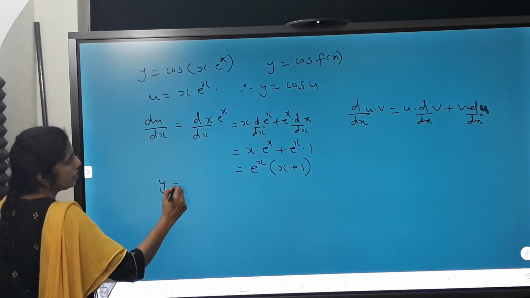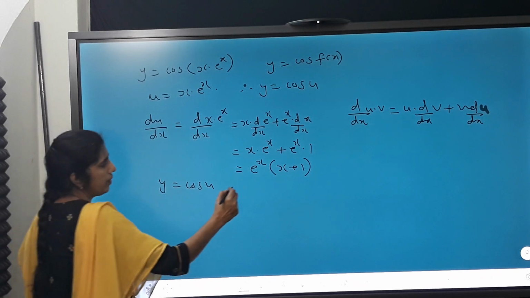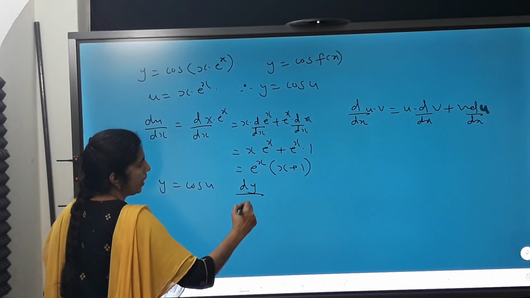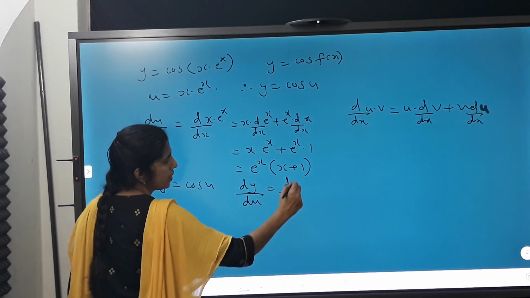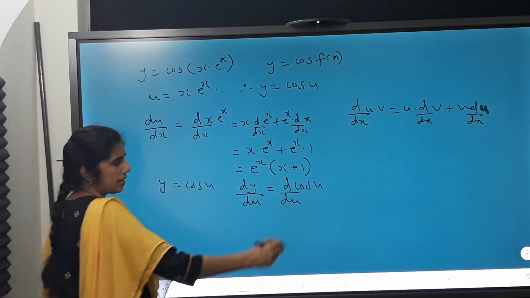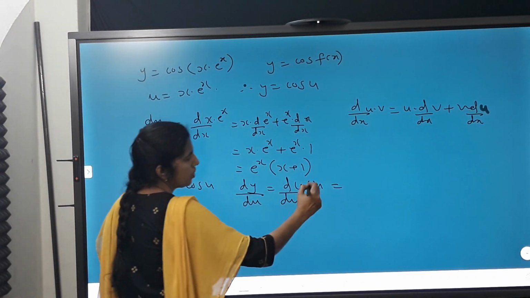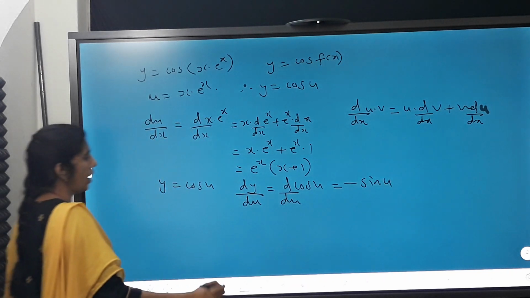Now y is equal to cos u. So we can differentiate y with respect to u and find dy by du. Now dy by du is d by du of cos u. d by dx of cos x is minus sin x. So d by du of cos u is minus sin u.